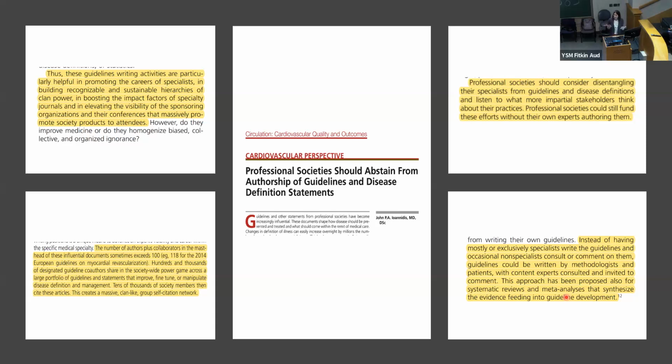And so he recommended that professional societies should disentangle these specialists from the guidelines, and maybe you should have some, but they should really be written by methodologists and patients, and then have some content expertise. But he was recommending at that time that societies like the ATS, ERS, CHEST should not be writing clinical practice guidelines.